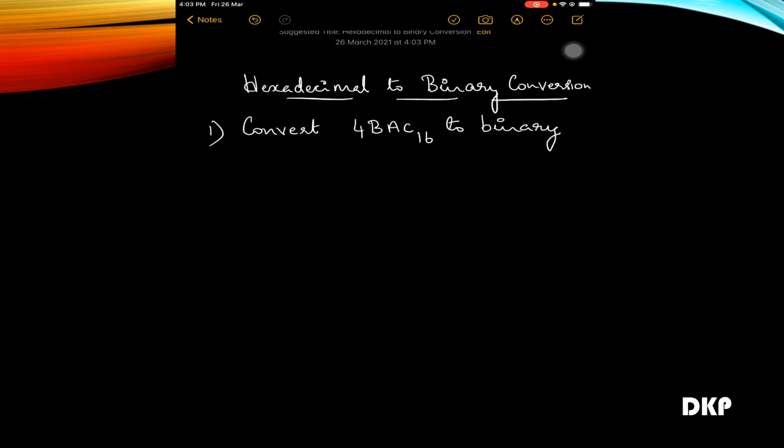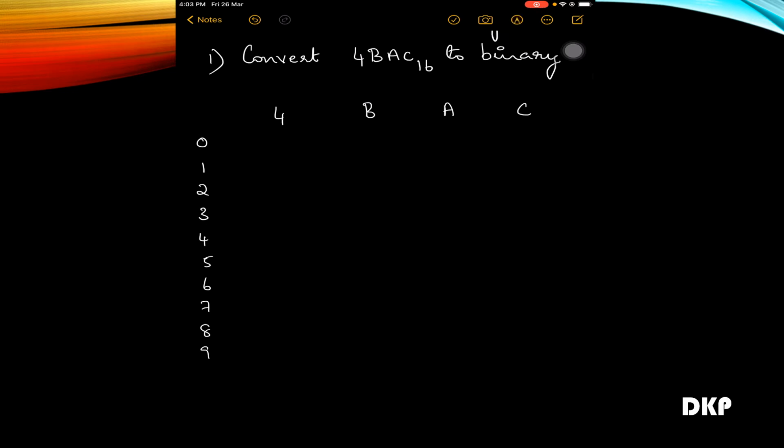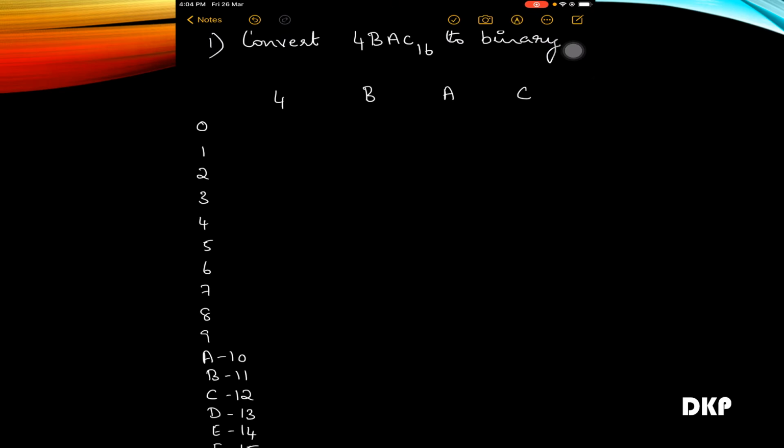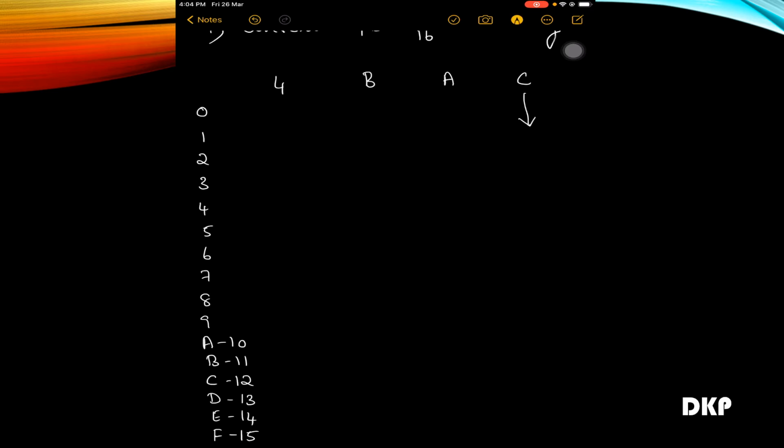So in this example, you have to convert 4BAC to the base 16 to binary. So let us write the given hex number here, 4BAC. What is the next step? You have to convert each hex digit to 4-bit binary. So let me write the hexadecimal numbers here, 0, 1, 2, 3, 4, 5, 6, 7, 8, 9. Instead of 10, you write A. A represents 10, B represents 11, C represents 12, D represents 13, E represents 14, and F represents 15. So in the next step, you have to write the binary of these hex digits.